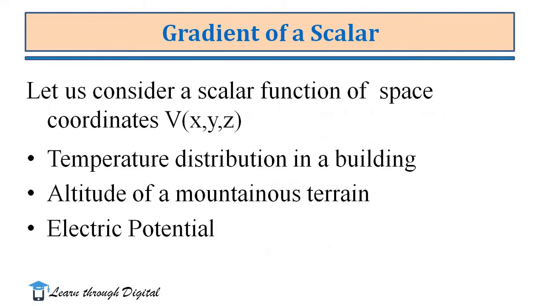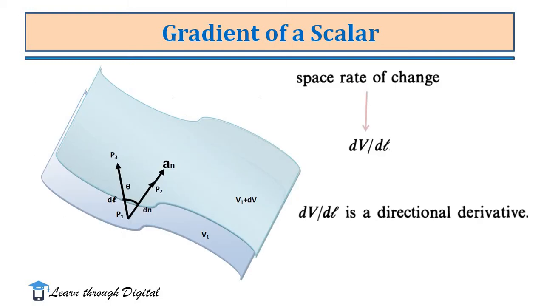Let us consider a scalar function of space coordinates V of x, y, z, which represents, say, temperature distribution in a building, altitude of a mountain's terrain, or electric potential. The magnitude of V in general depends upon the position of the point in space, but it may be constant along certain lines or surfaces. This figure shows two surfaces with the magnitudes of V1 and V1 plus dV respectively. dV is the small change in the magnitude of V.